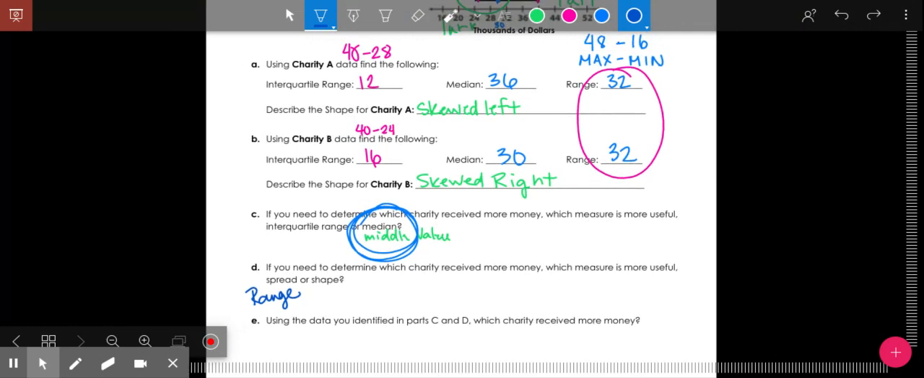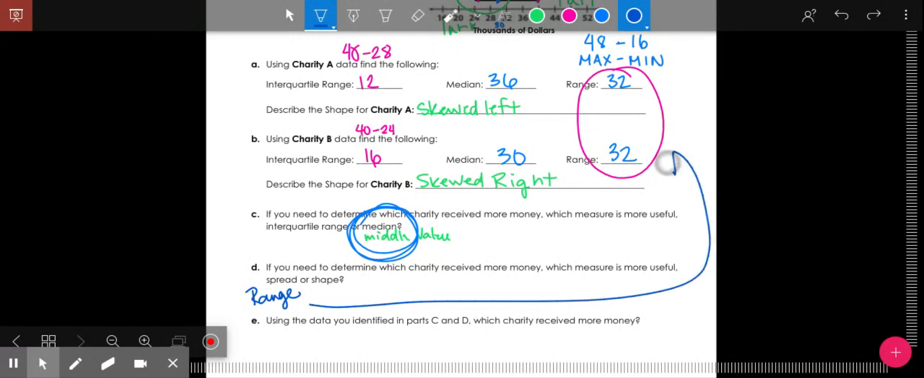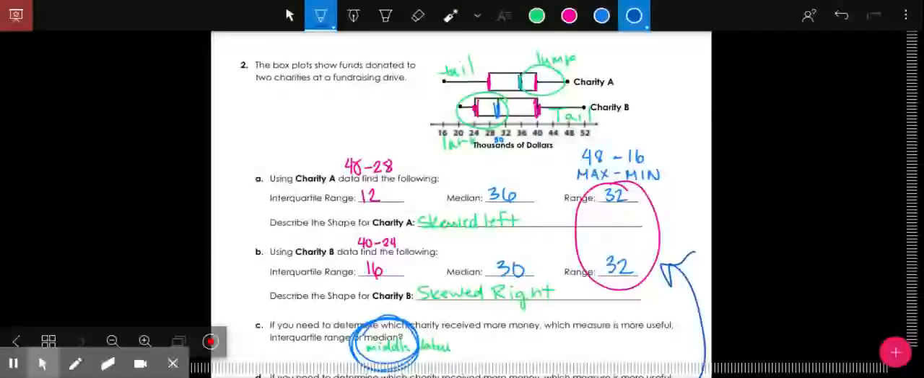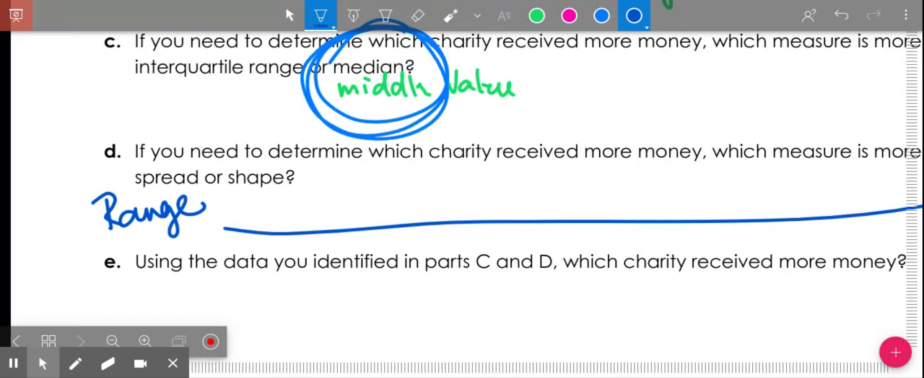Now, if I'm looking at these ranges, they're the same. That's why I circled that. Look at this. Those ranges are the same. So it's not telling you anything about who's getting more money because the ranges are the same. So we have to say that the shape is telling us more about who's getting more money. Look at Charity A compared to Charity B. You can tell that Charity A got more money. All right. Shape. I am circling shape.